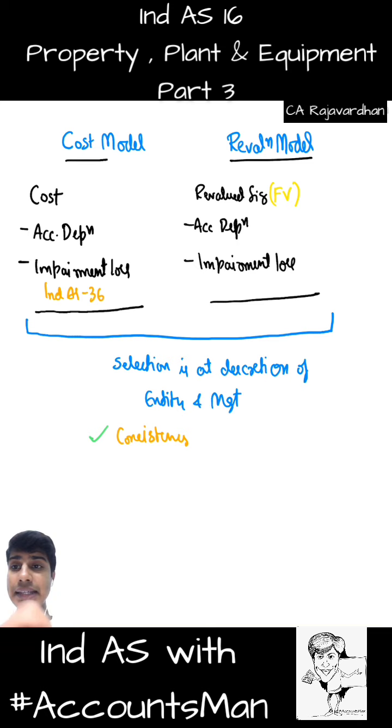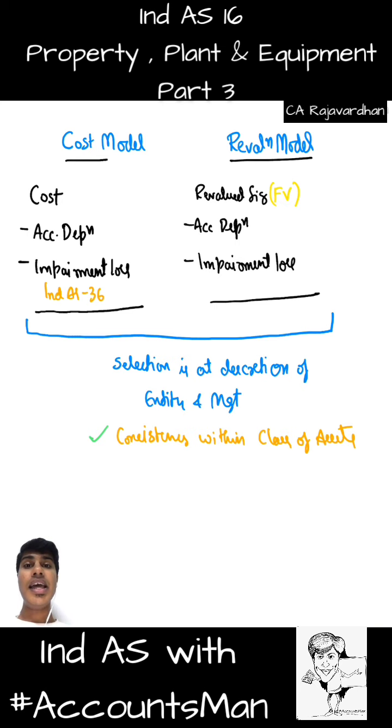Here the consistency is required within the class of assets, to be precise. Within the entire class of the assets there should be the same model. Now assume when I take buildings, for all the buildings I would have to either follow cost model or all the buildings I should follow revaluation model. It cannot happen like one building I'll follow cost model, one building I'll follow revaluation model.